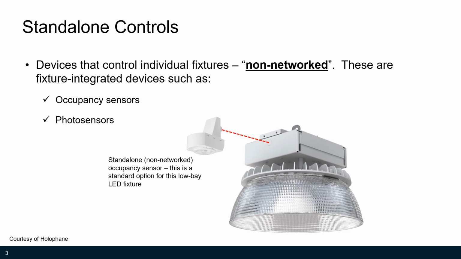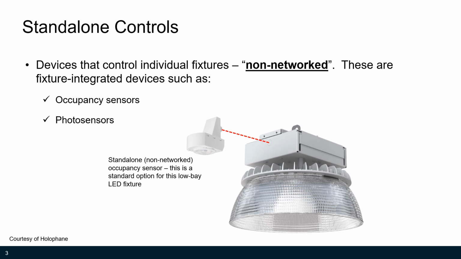And specifically, we're talking about non-networked components. So these are typically fixture-integrated devices, which are usually occupancy sensors and/or photosensors. And this is a great example of a high bay type fixture showing an optional occupancy sensor that can be bolted onto the side of the housing as shown. This is a very standard option for a lot of fixtures these days.